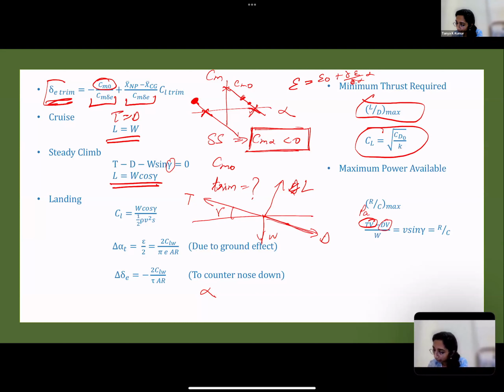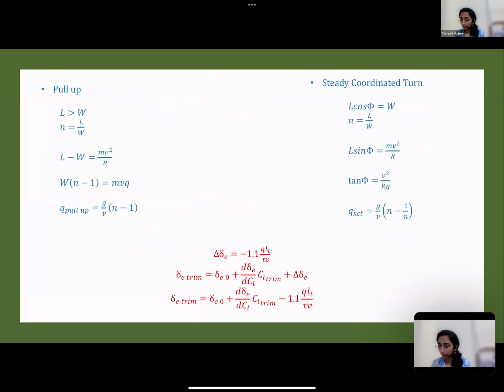And this drag into velocity is power required. So the point at which you have maximum power available is your maximum rate of climb. Okay. These were some conditions discussed in the lectures. Now, some maneuvers that Sir had discussed were pull up and steady coordinated turn.